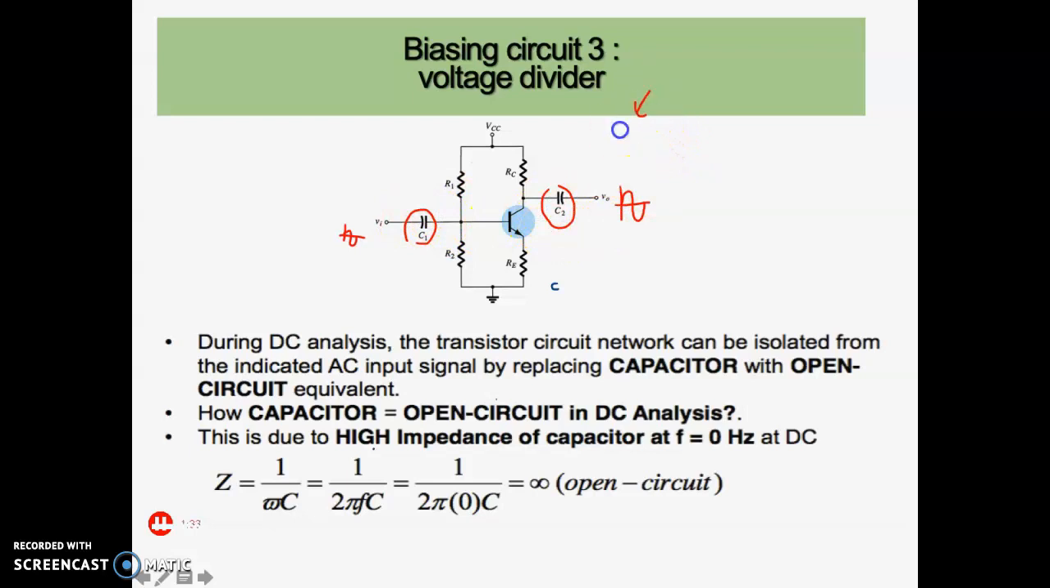Since this is DC analysis, as explained before, your capacitor needs to be open. Why? Because the impedance of the capacitor is Z equal 1 over j omega C, where omega is 2 pi F, right? At DC you don't have any frequency. Your F will be equal to 0 because it does not depend on time. So the denominator becomes 0, and 1 over 0 becomes infinite. Infinite means your capacitor will be open, so it will be isolated and not connected to any AC sources.